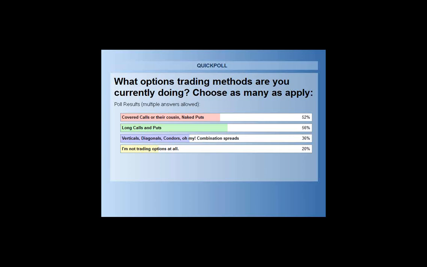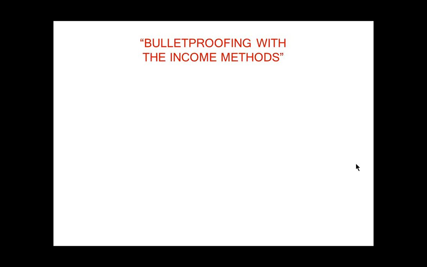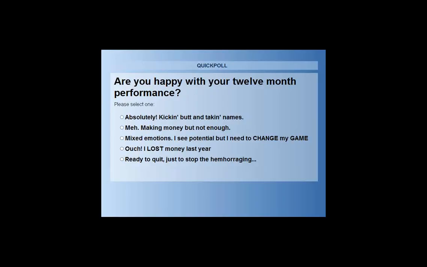We finally did break the tie. There's 52% doing covered calls, 56% doing long calls or puts, 36% doing spread trades, which we're going to be showing some really interesting spreads today, and 20% not trading options at all. Now, here's the deal. All I want to know is, how happy are you with the last 12 months of your trading? It looks like more than half are still doing the tired old strategy of covered calls trading.